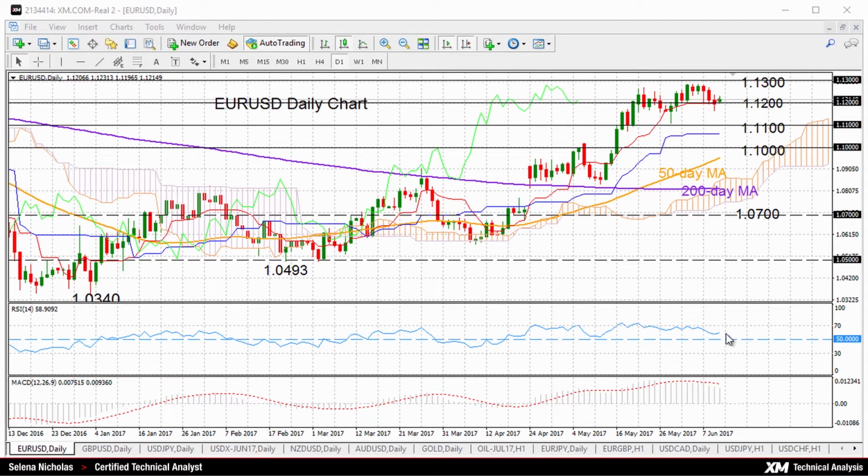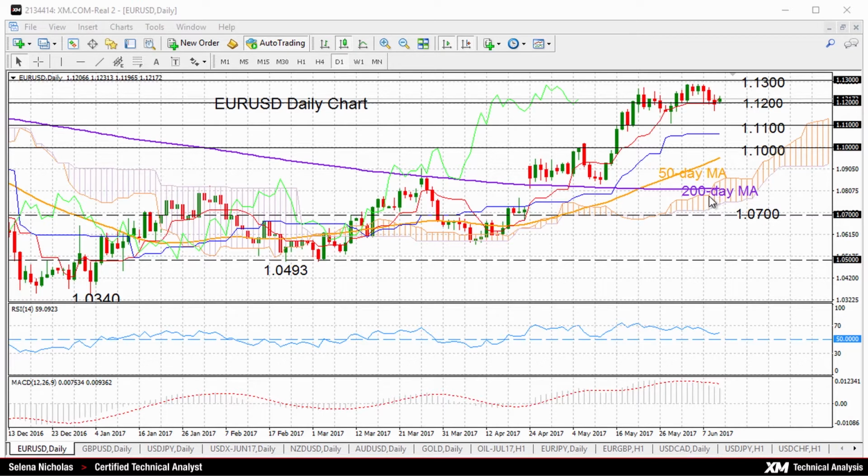For now, the RSI has turned lower. It's indicating a loss in upside momentum, and a daily close below 1.12 could see prices target 1.11. That was also a previous support level, and a subsequent close below this could see a deeper correction to 1.10, and below this could expose the area around 1.08, and that's near the 200-day moving average.